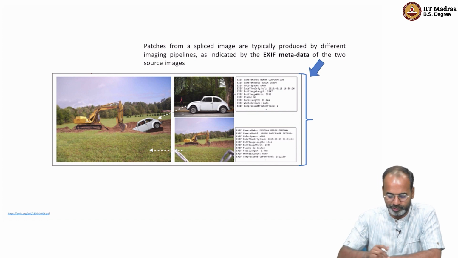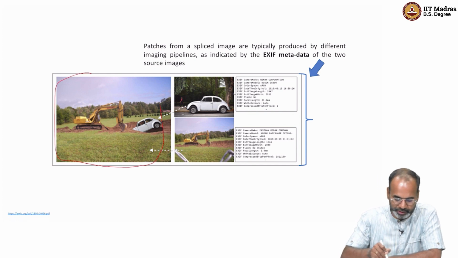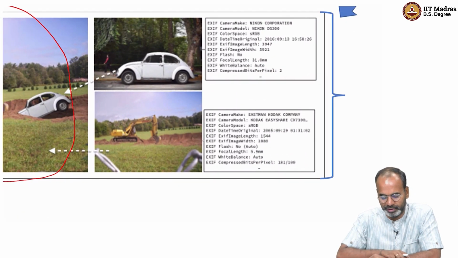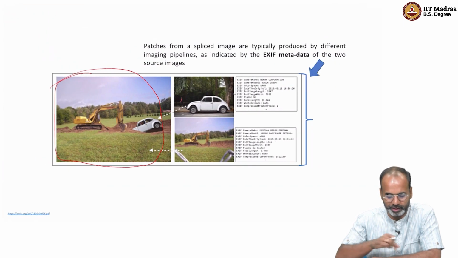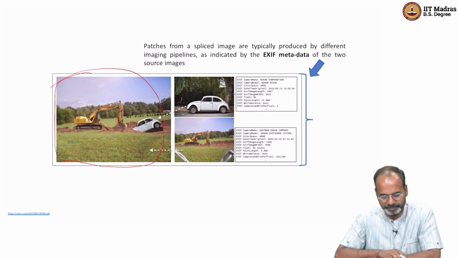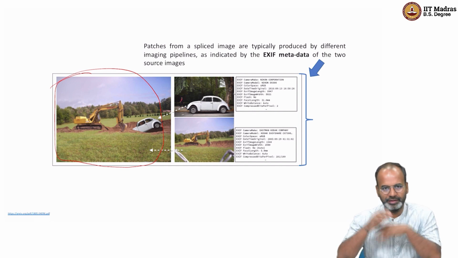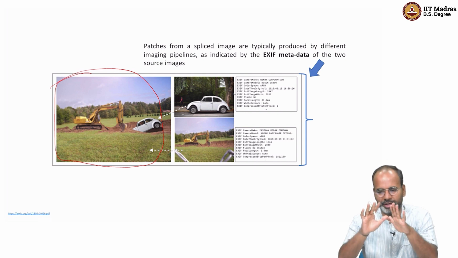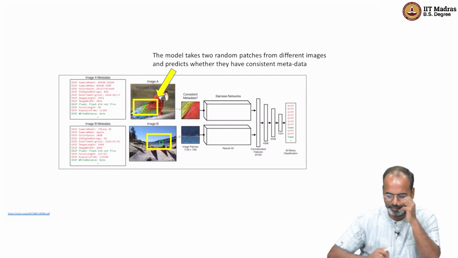So if you take the EXIF of the spliced image, it's going to be some combination of the other two. This EXIF data can be used to find out whether it is spliced or not, whether it is manipulated or not. Please understand, this is a method they're using to find out whether it is a real image or a fake or manipulated image, for now using EXIF. There are other methods to do it also.